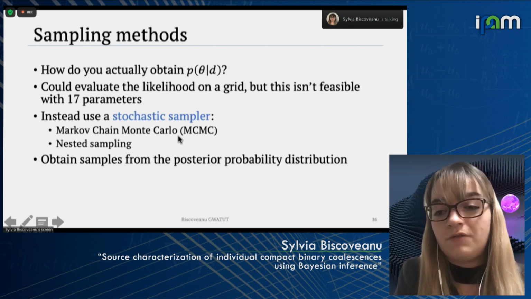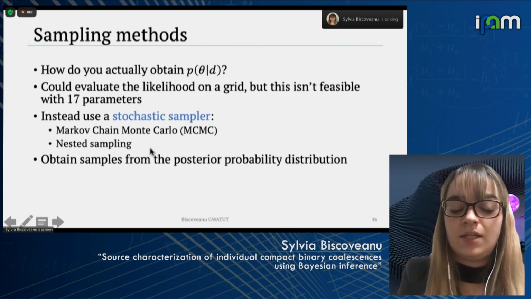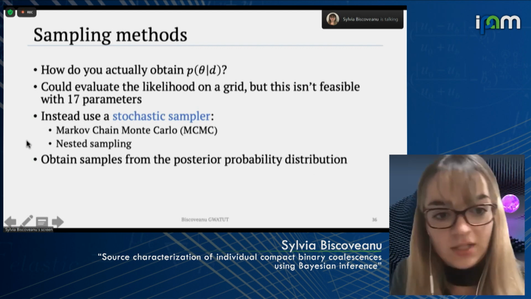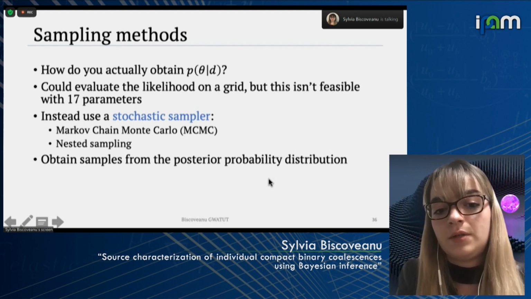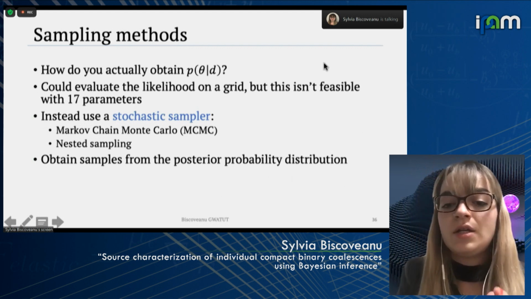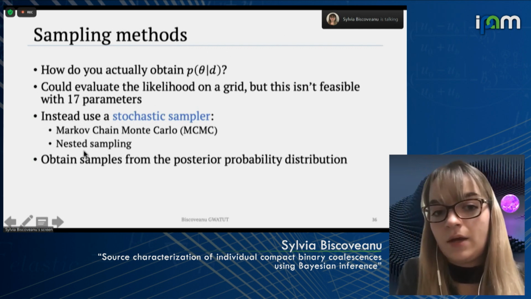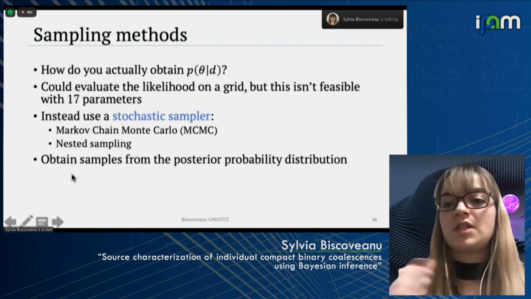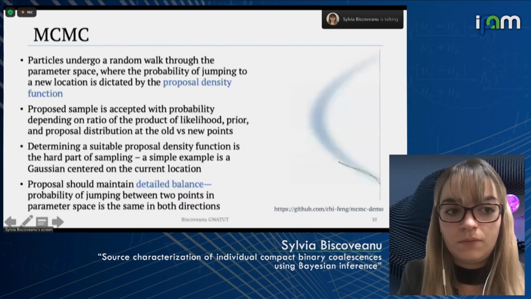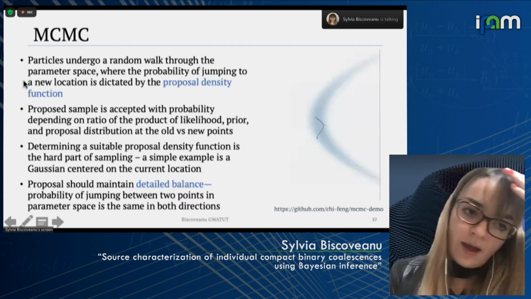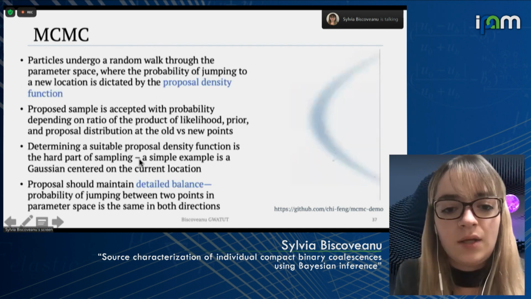The first is Markov chain Monte Carlo, or MCMC, and the second is nested sampling. And a stochastic sampler basically allows you to obtain samples from the posterior probability distribution directly. So instead of having a continuous representation for P of theta as a smooth function, you just get samples from theta directly. And so we can look at how these two work in brief.